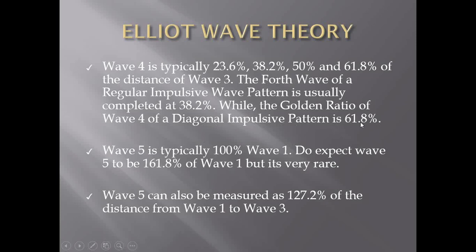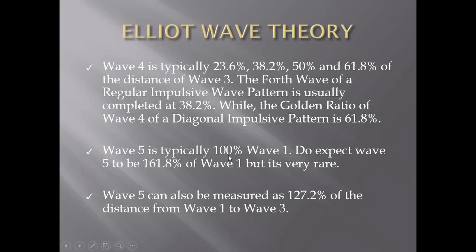So that is why I do not say 38.2% is the golden ratio of wave 4. It's just the golden ratio of wave 4 in the regular impulsive wave pattern, because when you go to the diagonal impulsive wave pattern, it differs. But do not worry about the diagonal impulsive wave pattern, because I do have a video which is mainly dedicated to the combination of the diagonal impulsive wave pattern and the Fibonacci retracement and Fibonacci ratios.